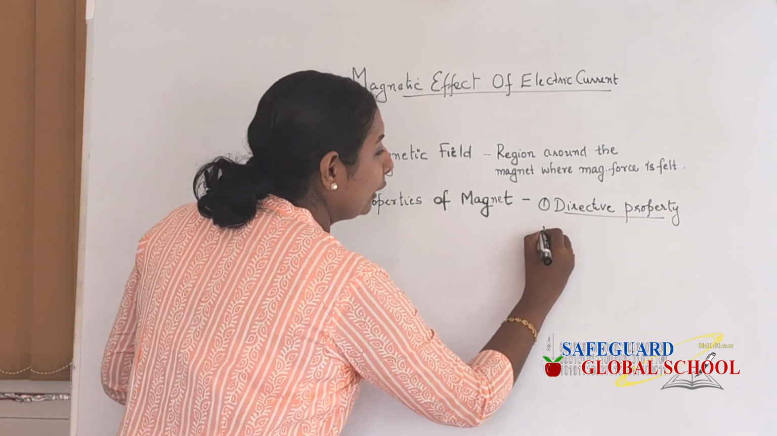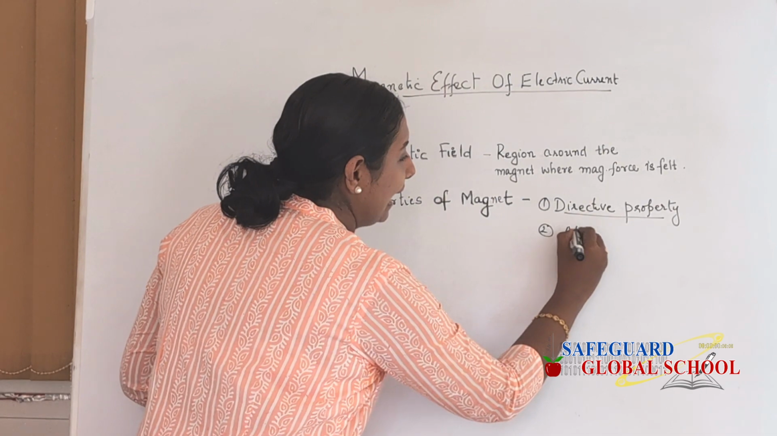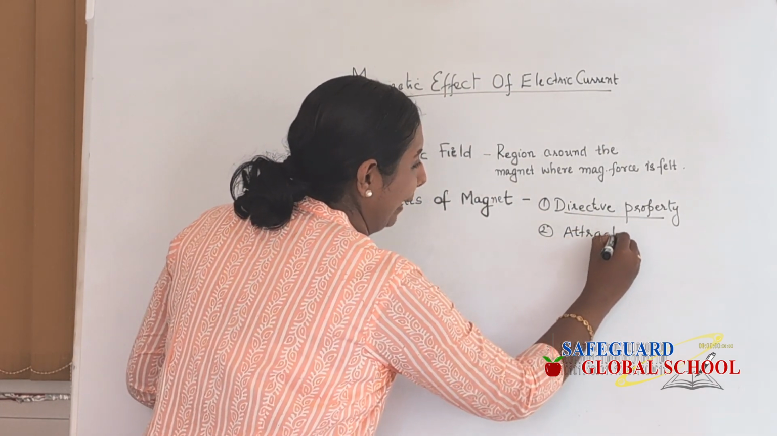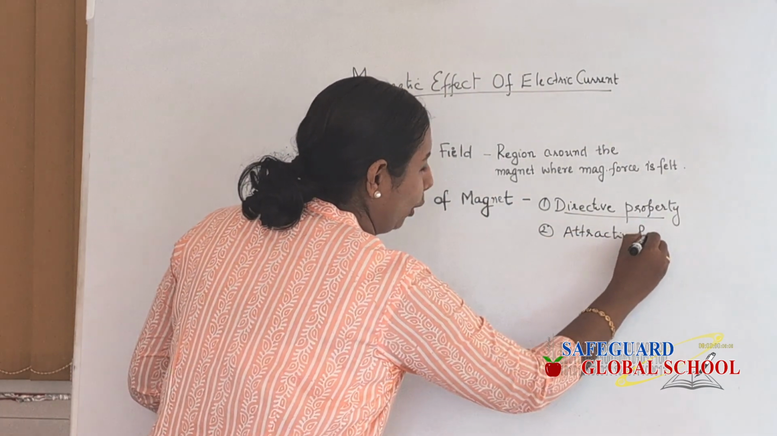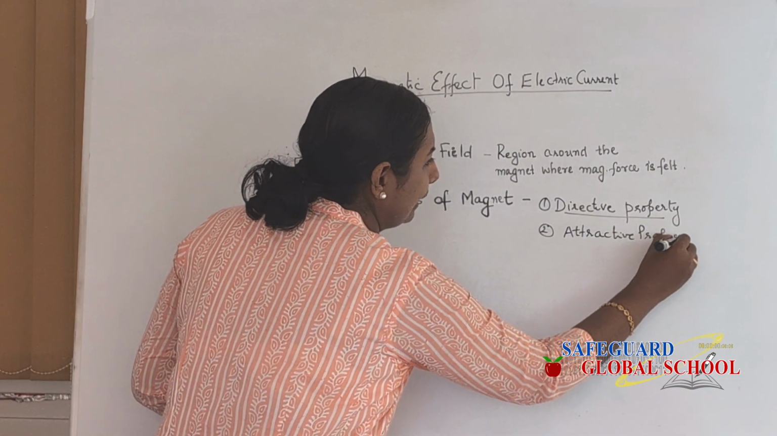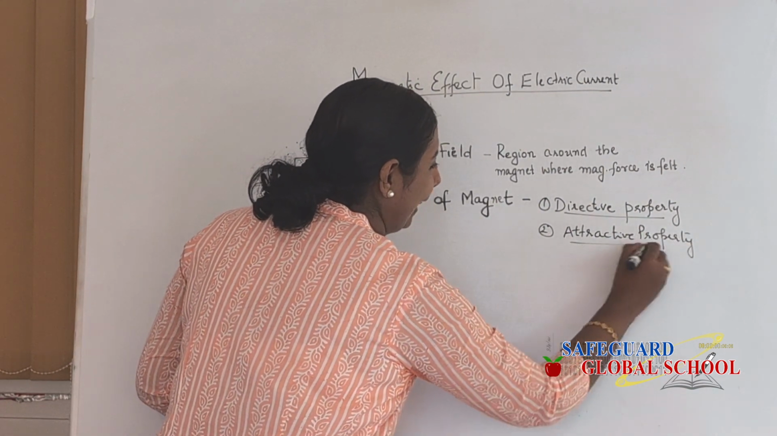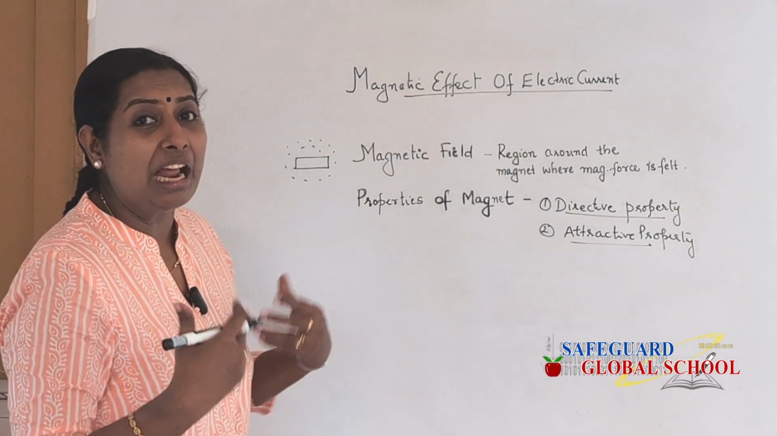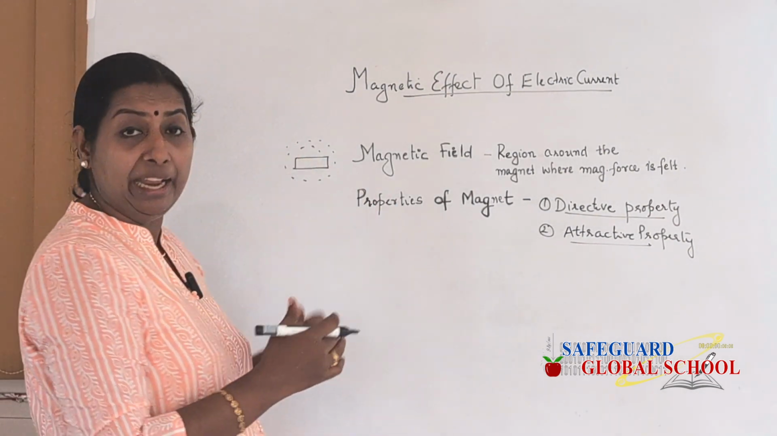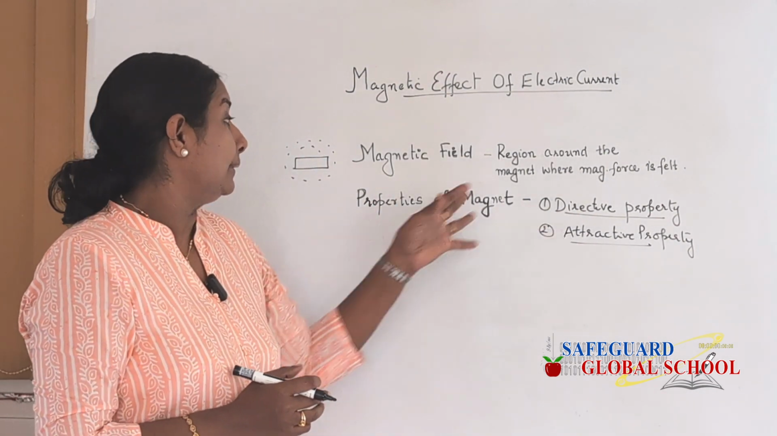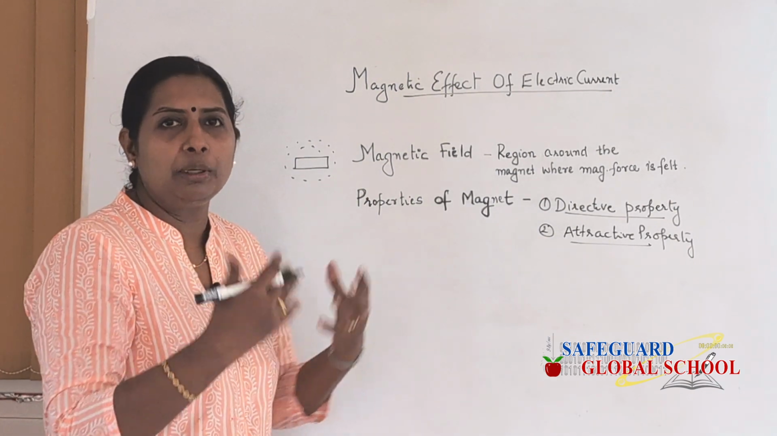The second property of a magnet can be called the attractive property. So what do you mean by attractive property? The magnet always attracts magnetic substances or any other magnet. So a magnet can attract magnetic substances like iron filings, or it can attract another magnet.